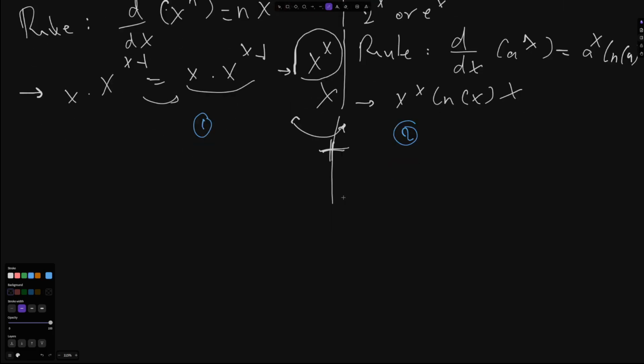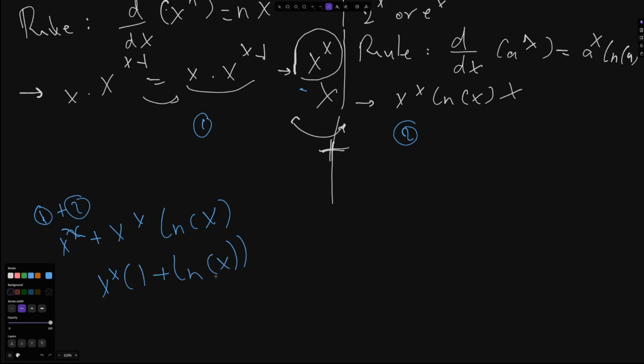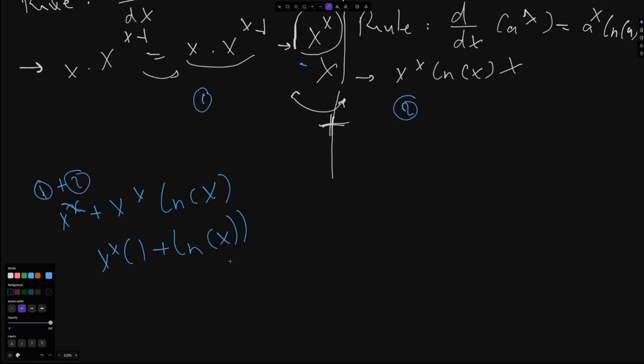The result of adding 1 and 2 is x times x power x minus 1, which is x power x, plus x power x ln of x. Let's take x power x as a common factor, so x power x times 1 plus ln of x. And yeah, wow, voila, this is the answer.